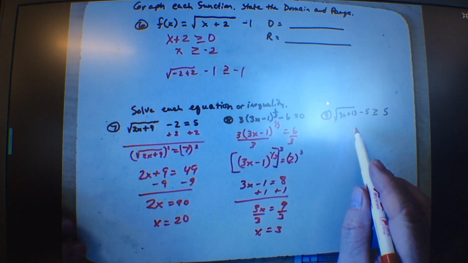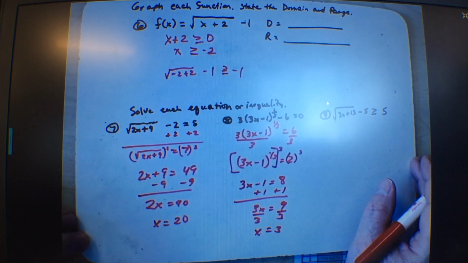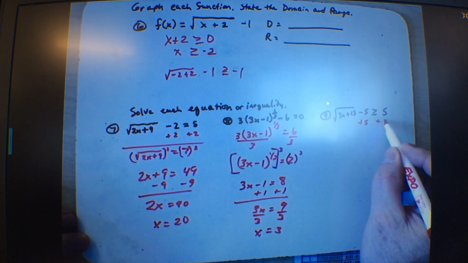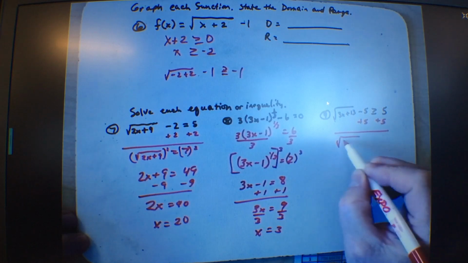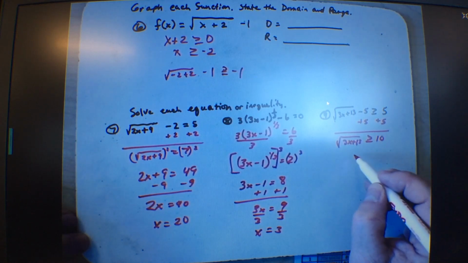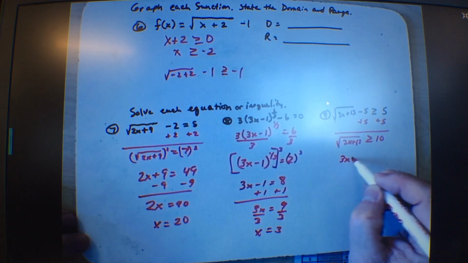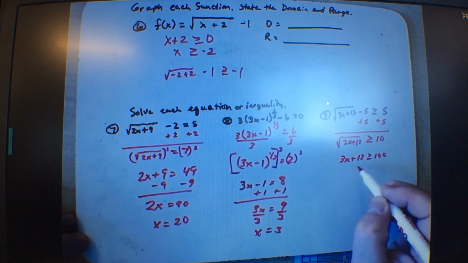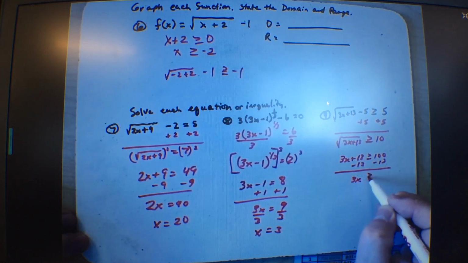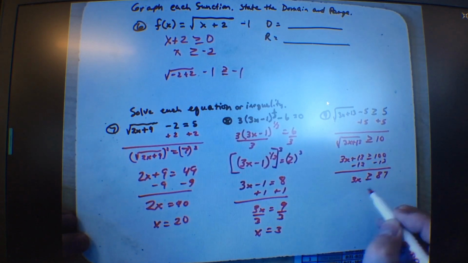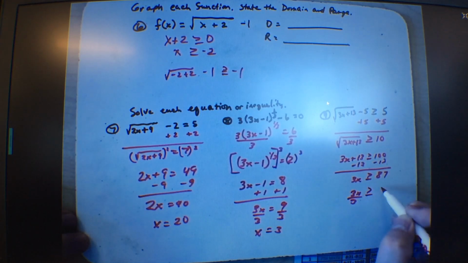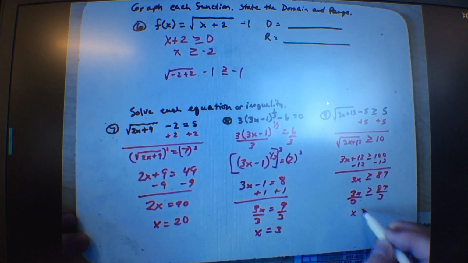What about this one? It's an inequality. Do it the same, except if you're multiplying or dividing by a negative, then you need to switch the inequality sign. So we're going to take 3x plus 13 underneath the square root is greater than or equal to 10. Square both sides. Subtract 13. That's 87. Divide by 3. Now, did we divide by a negative? No. So we keep the same sign. X is greater than or equal to.